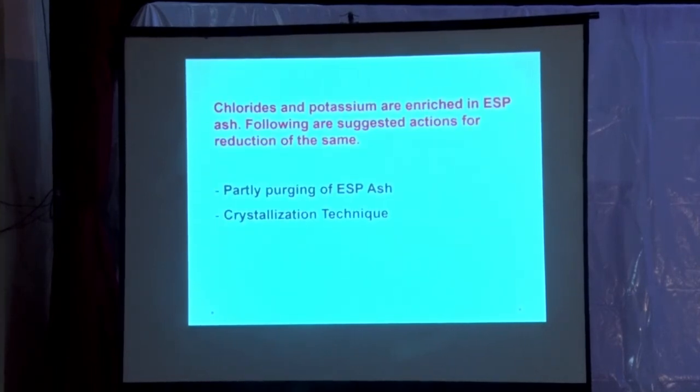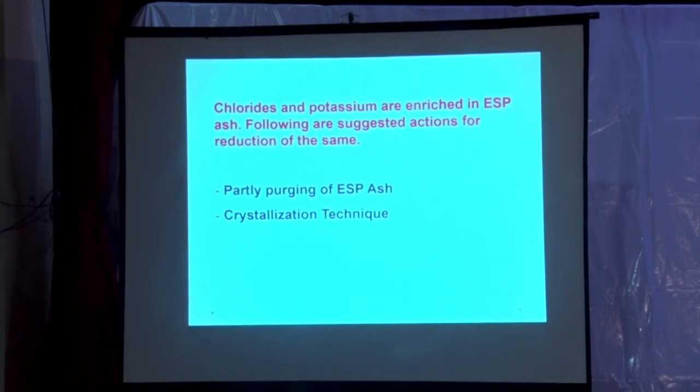And partly purging of ESP dust, almost all mills are doing it, but doing it blindly. Simply taking one day 1/3, another day 100%. My suggestion is to go to the enrichment factor, go to the analysis, go for chloride mapping, potassium mapping, and get it tested in the form of enrichment factor, and then benchmark your particular mill, because your raw materials are different, your pulping is different, your recovery is different. So get this tested and fix your benchmark based on enrichment factor.